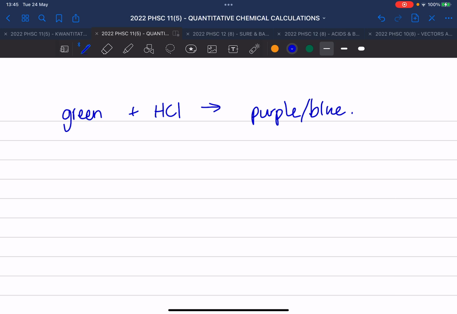Say again? Iodine. Starch will not help. So what happened is the hydrochloric acid... What does green consist of? What colors?